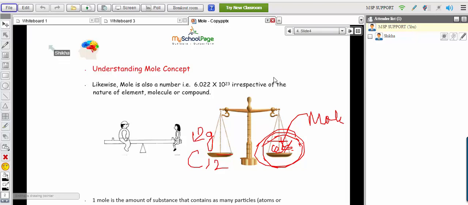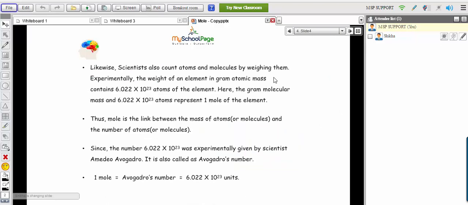So according to the definition, a mole is that amount of substance that contains as many particles as there are atoms in 12 grams of C12 isotopes. These particles could be atoms, molecules, anything, even electrons, like 1 mole of electrons. So scientists also count the atoms and molecules by weighing them.